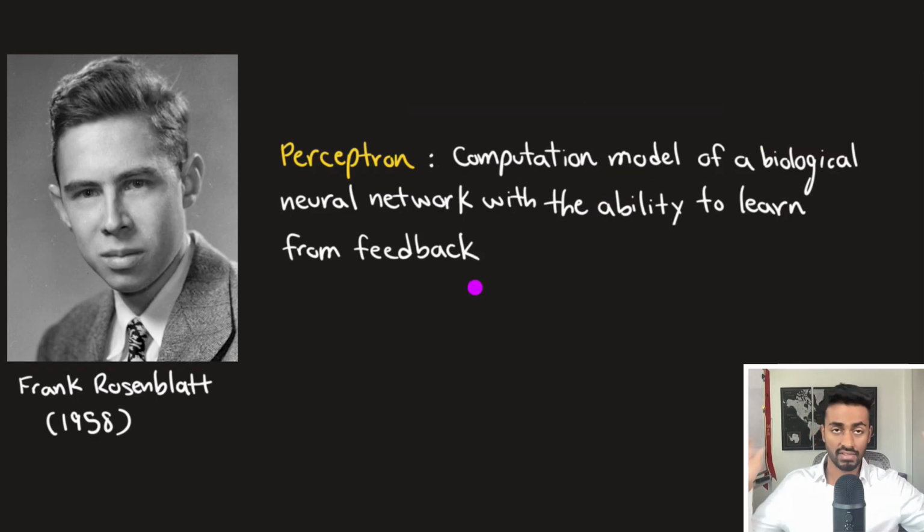Now, taking advantage of these concepts and also some other research at the time, you have Frank Rosenblatt in 1958 create the Perceptron. This is a computation model of a biological neural network with the ability to learn from feedback. So, just like the artificial neuron, it is a computation model of a complex process. In this case, it's like a neurological process. But like Hebbian learning, it has some ability to now learn. And we're going to take a look at some higher level details about this perceptron in the next pass.